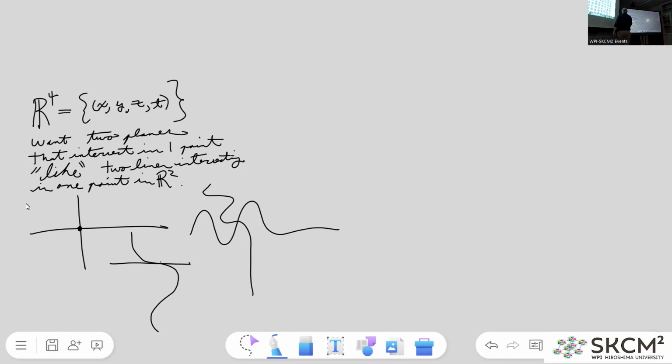Here's R2. And this line here is the set of (x, 0), right? And this vertical line is the set of (0, y). And these two sets only intersect in (0, 0). So you see that the logic of that will go up a dimension.